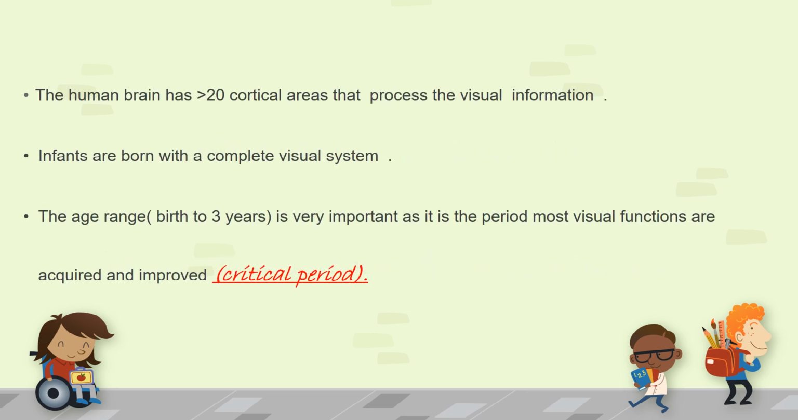The human brain has more than 20 cortical areas that process visual information. Infants are born with a complete visual system. The age range from birth to 3 years is very important as it is the period in which most visual functions are acquired and improved. This is called the critical period.